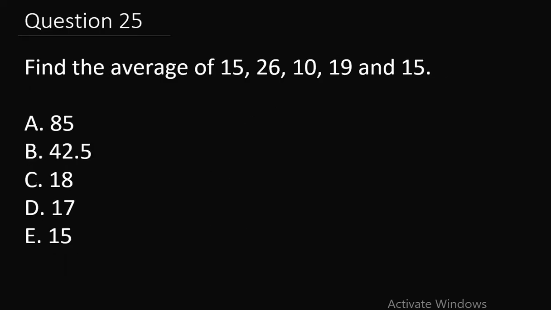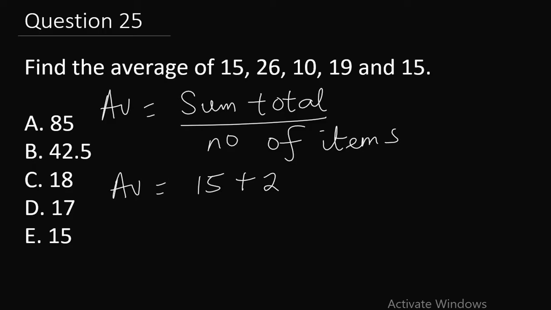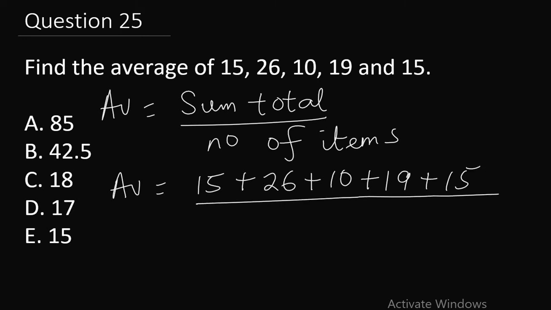The last question for today. Find the average of 15, 26, 10, 19, and 15. To find average, we use a formula. Average is the sum total divided by number of items. So let's get the sum total. The average will be 15 plus 26 plus 10 plus 19 plus 15 divided by how many are they? Let's go, there are 1, 2, 3, 4, 5. Divide by 5. So let's do the arithmetic.